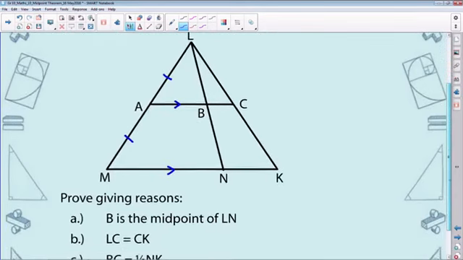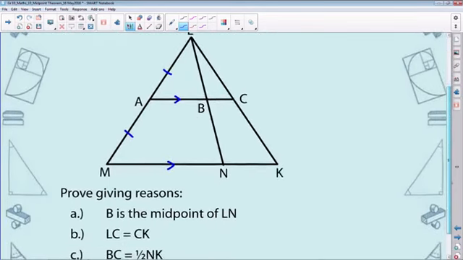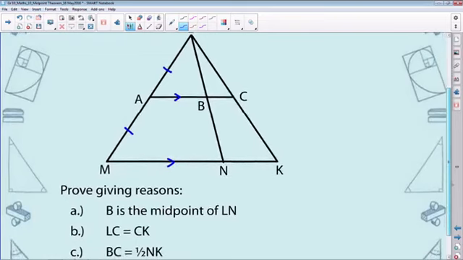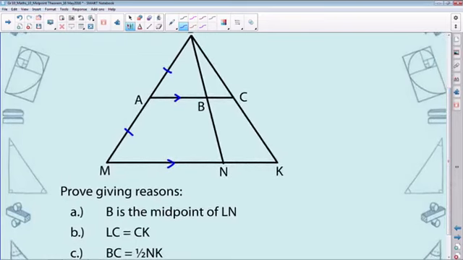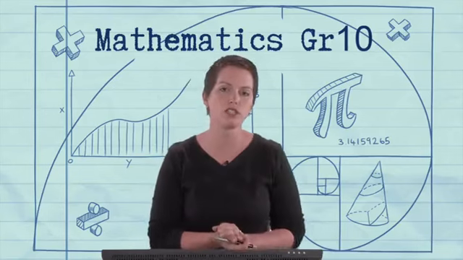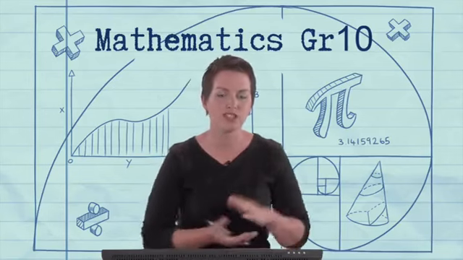Prove, giving reasons, that B is the midpoint of LN, that LC is equal to CK, and BC is equal to half NK. Okay, grade 10s, I'm going to give you 2 minutes to attempt these by yourself, and then we'll do the answers together.